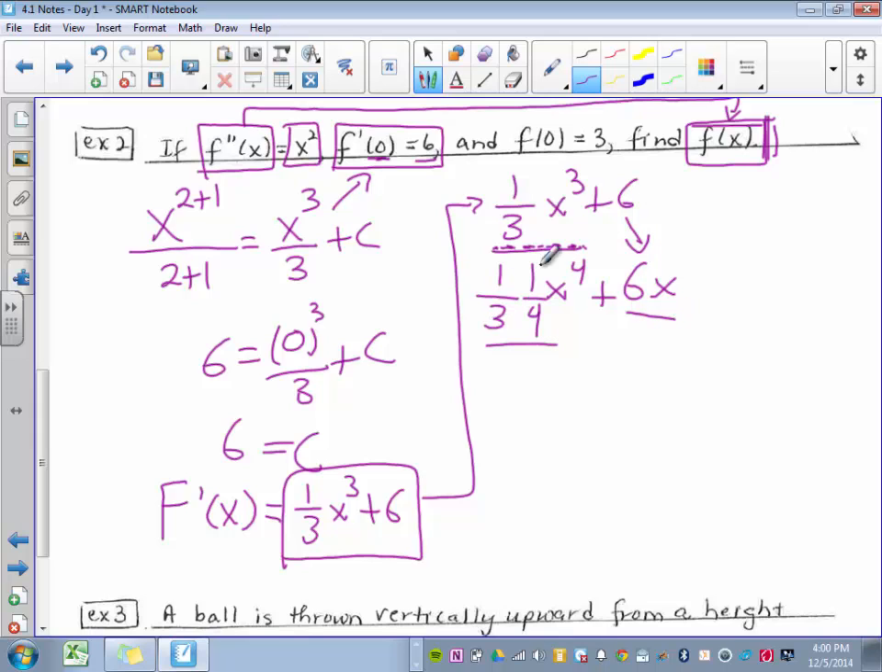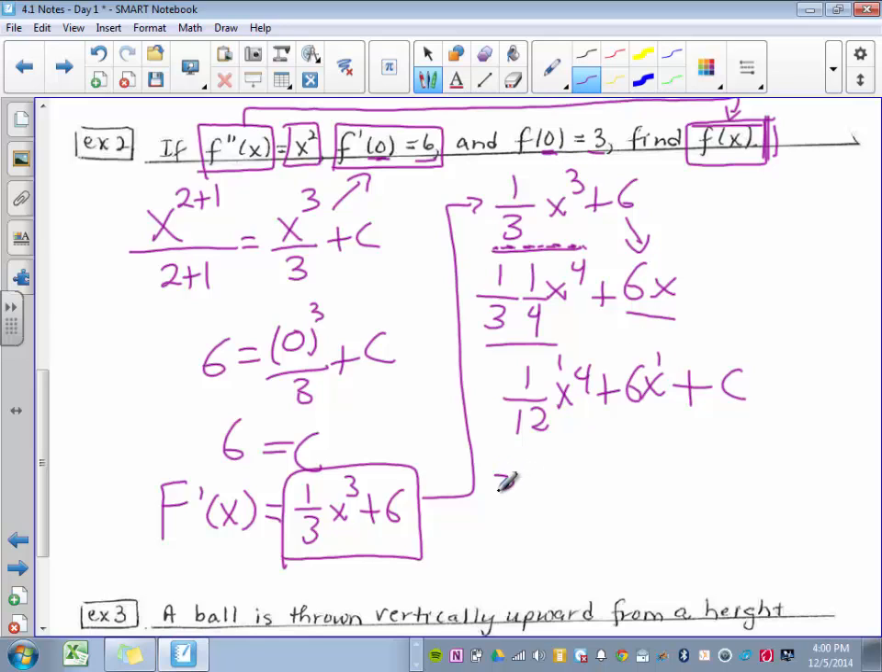Let's simplify this down because it's crazy looking. 1/3 and 1/4, that's 1/12. X to the fourth plus 6x. Okay? So there's your antiderivative, but we know that this function right here needs a plus c. We know this function goes through the point (0, 3). So we're going to set this equal to 3 and plug our 0 in for the x right here and here and see what we get.